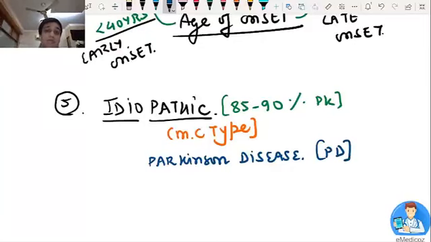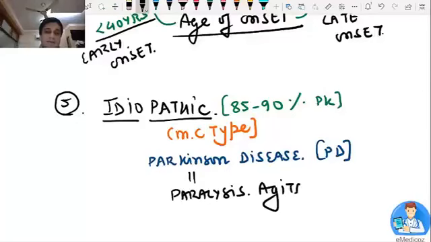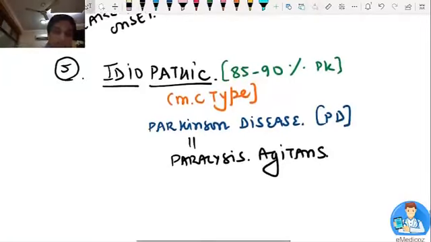It was known by an old Greek name also, paralysis agitans. There's an old Greek name, paralysis agitans, which got replaced by a new name, Parkinson disease. Actually, all this came with an old name from our literature, your Ayurvedic literature. There was an old name.